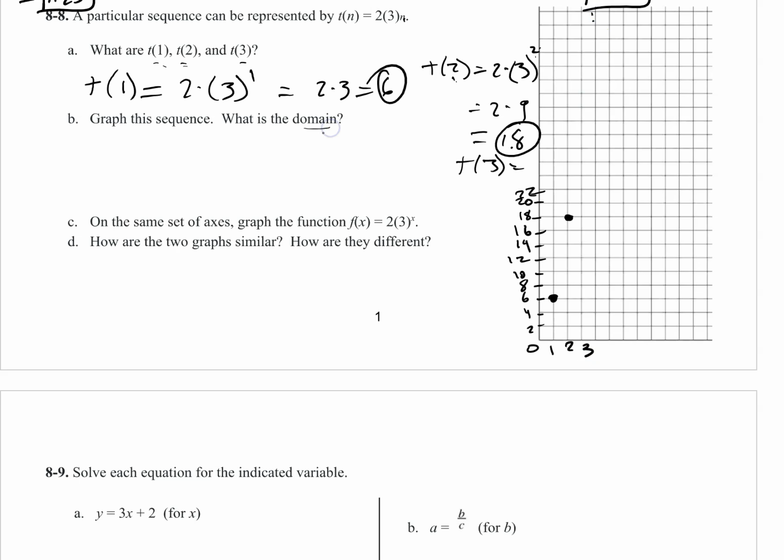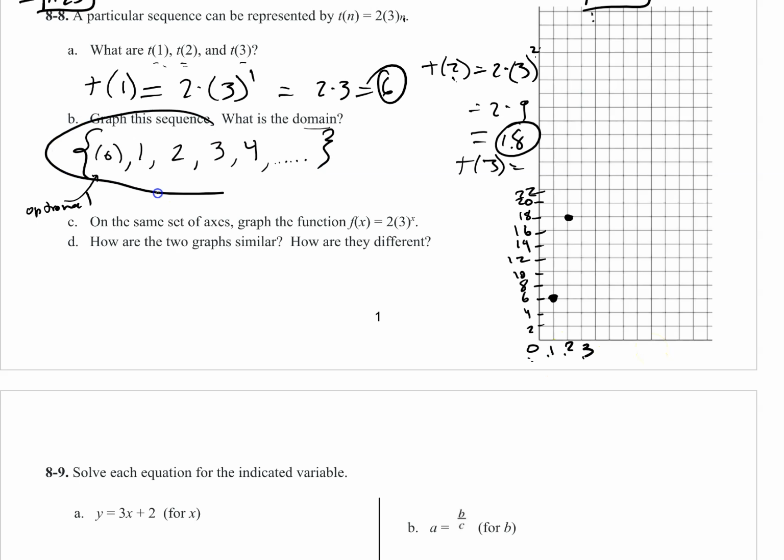Now the domain is all the values on the x-axis, the list of possible inputs or x values. So we could have 1, 2, 3, 4, and so on. 0 is optional here. Sometimes 0 is included, sometimes it's not. But you basically just look at the numbers on the x-axis. Remember to write it with the curly brackets. You can't say 0 to infinity on this one, because the dots are not connected. So don't say 0 to infinity.